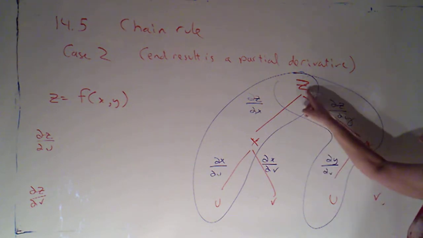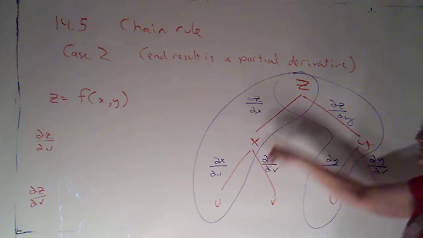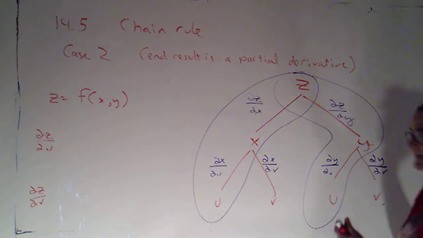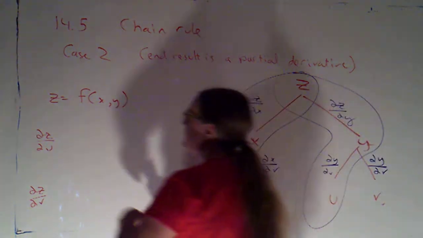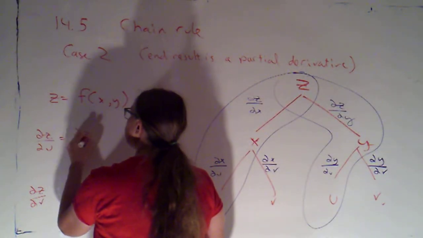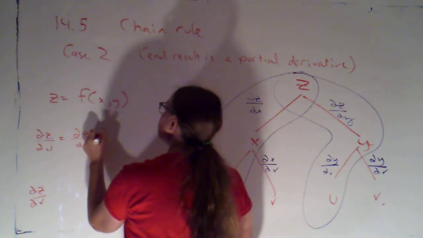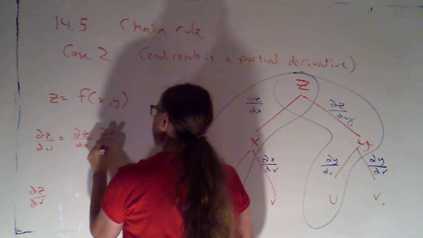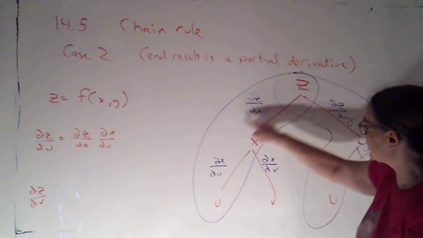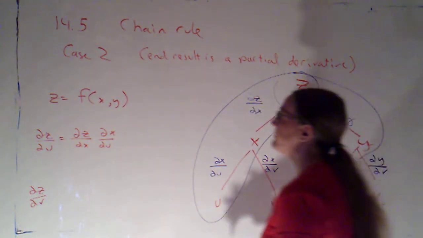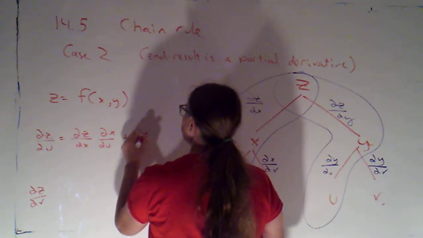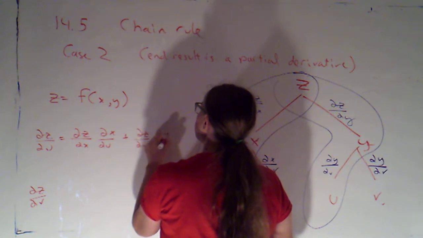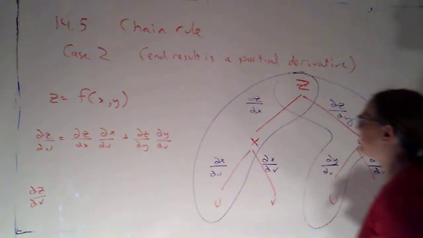Okay. So along each path, I multiply together those partial derivatives, and then I simply add the results. So this would be the partial of z with respect to x times the partial of x with respect to u. That's the product of the partials along that path, plus the partial of z with respect to y times the partial of y with respect to u.